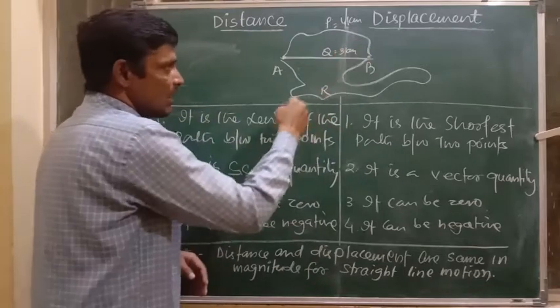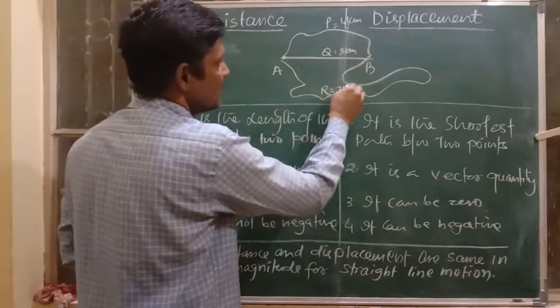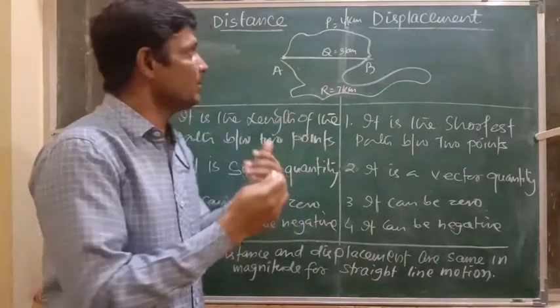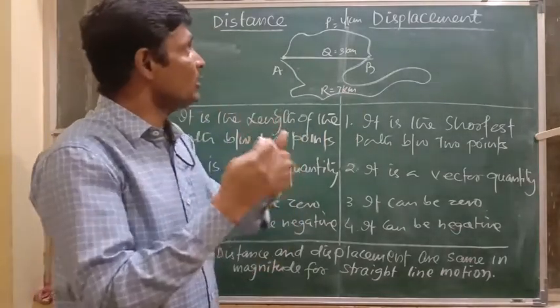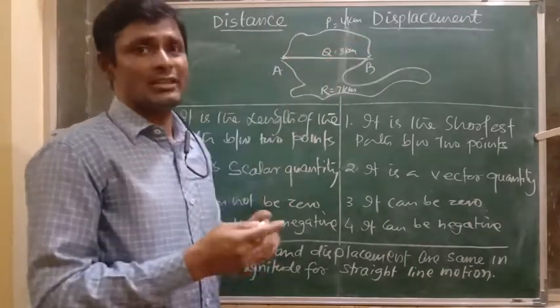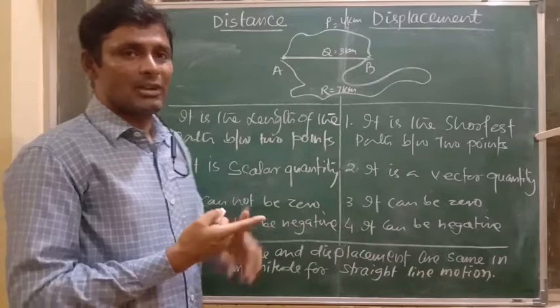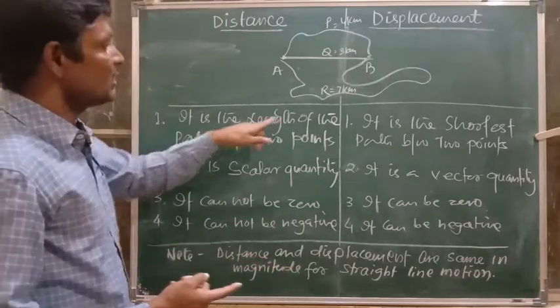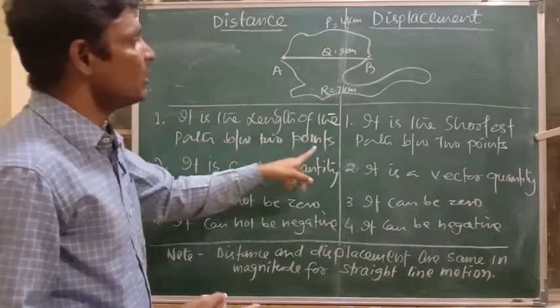And when I asked R, he mentioned it is 7 km. So I asked all of them about the distance, and all are correct here because they have to measure the length of the path they have covered between A and B. So distance is the length of the path between 2 points.